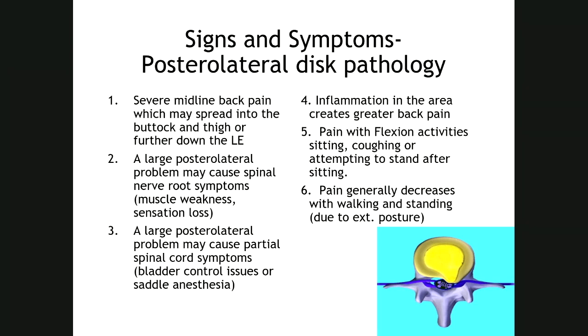Signs and symptoms for posterior lateral disc pathology. There's going to be certain midline back pain, which can spread into the buttock and to the thigh or further down the lower extremity, depending on what is being impinged. A large posterior lateral problem may also cause spinal nerve root symptoms, such as sensation loss and muscle weakness. A large posterior lateral problem may cause partial spinal cord symptoms, so issues with controlling of the bladder or saddle anesthesia. Saddle anesthesia, if you want to write down, is a loss of sensation to the area of the buttocks, the perineum, and the inner thighs.